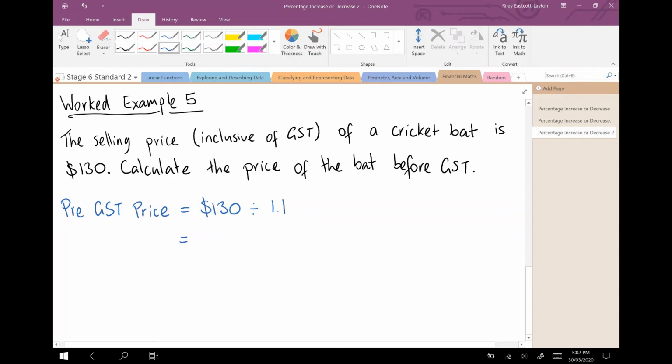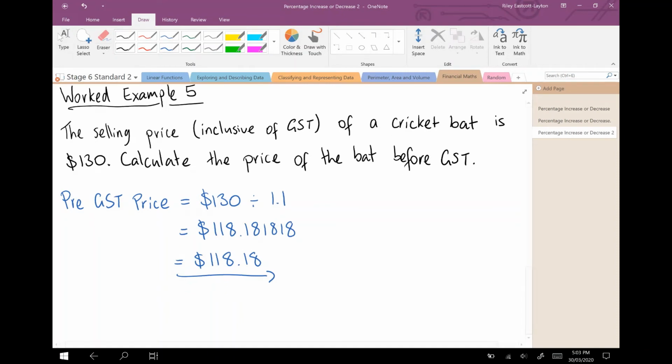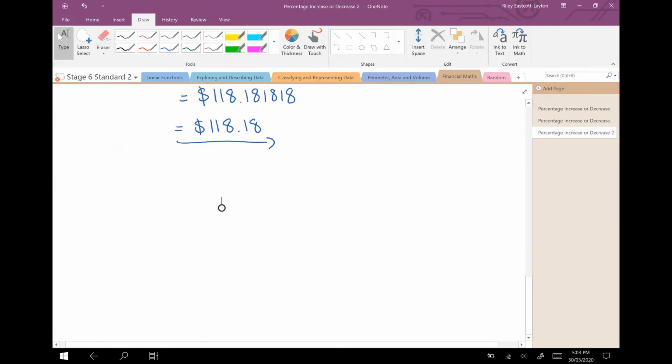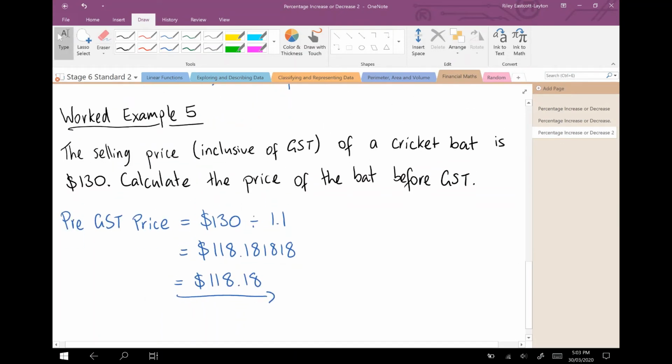So $130 divided by 1.1 is $118.181818, which we don't really deal with money with that many decimals, so it is $118.18. Easy. So we'd finish off with our therefore statement. Therefore, the price of the cricket bat before GST would be $118.18.